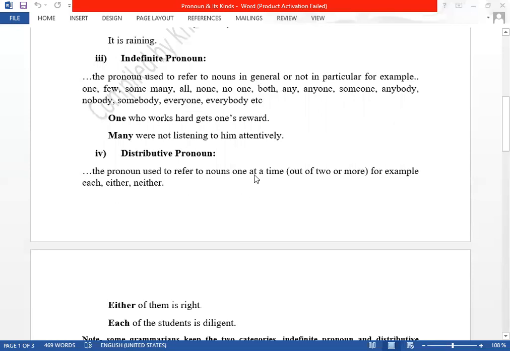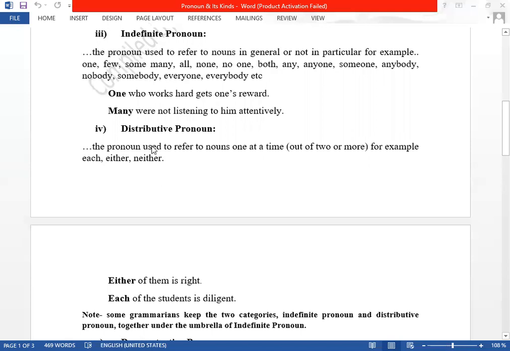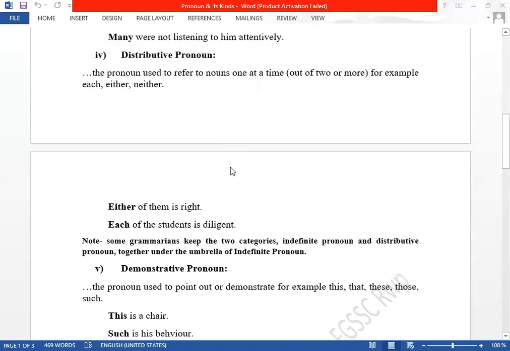Sometimes some grammarians put these distributive and indefinite pronoun under the same heading, that is called indefinite pronoun. If in examination it comes, for example, there comes sentence either of them is right. It means out of two, mean there are two persons, and out of two, one is right.